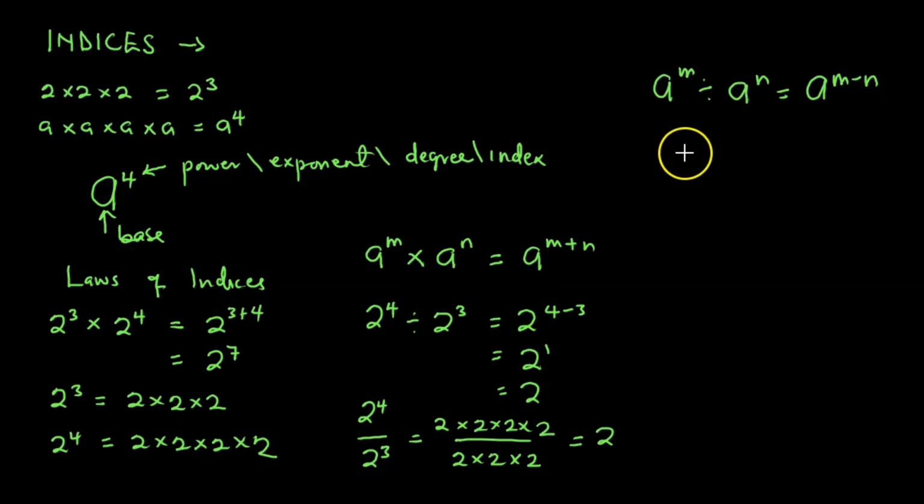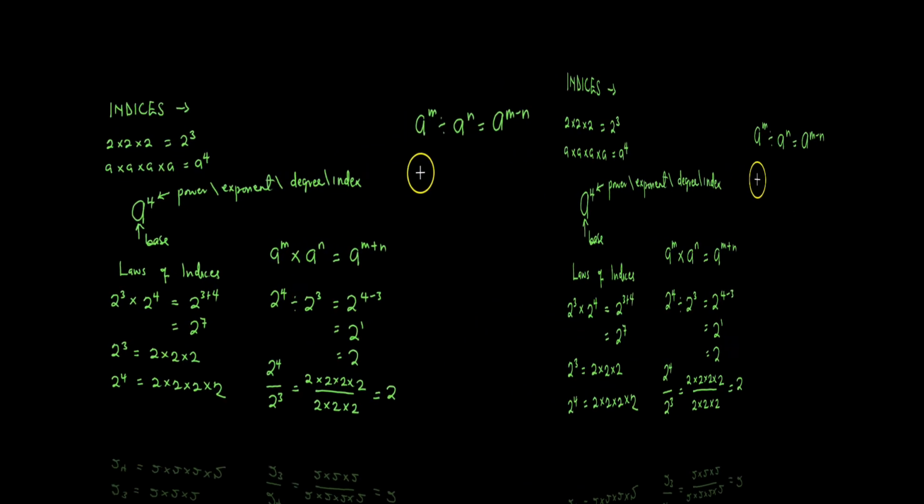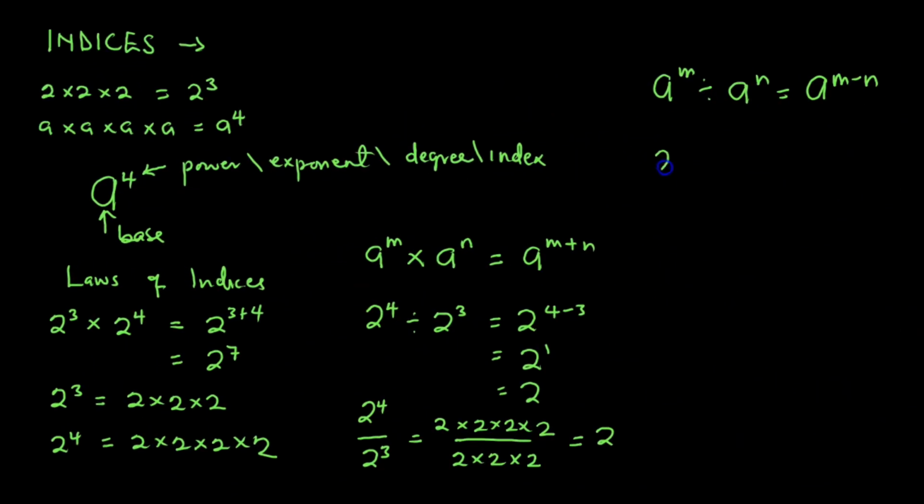Now moving on to the third law, if we have the number 2 raised to the power 3 all raised to a power of 2, now the law states that if you have a bracket separating 2 exponential functions, you can also multiply them. Therefore, it's going to be 2 to the power 3 times 2, which gives you an answer of 2 to the power 6.